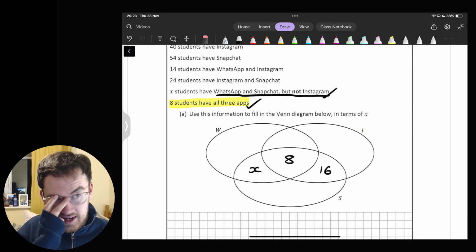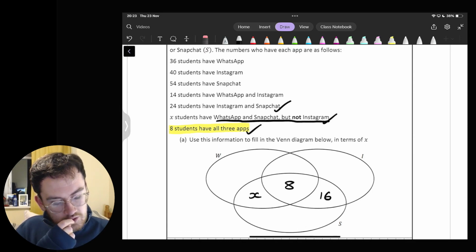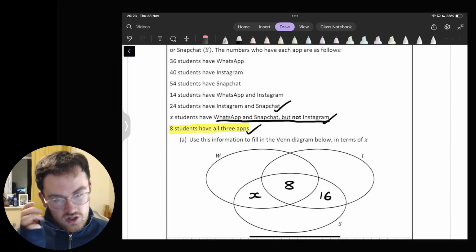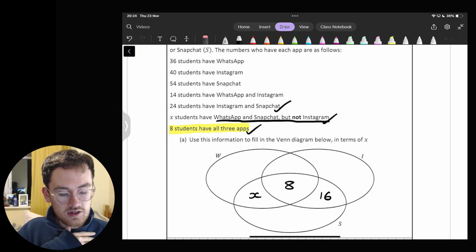So looking then at the next little part, again working our way back upwards. 14 students have WhatsApp and Instagram. So again, 14 students, we already have 8 included. So we're going to have 6 then in the top part here.